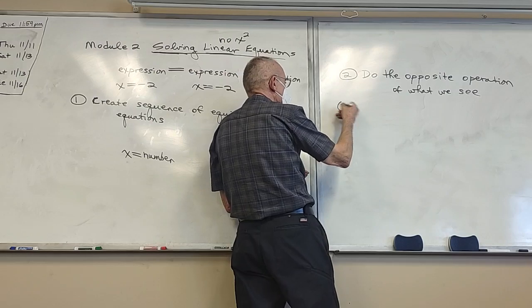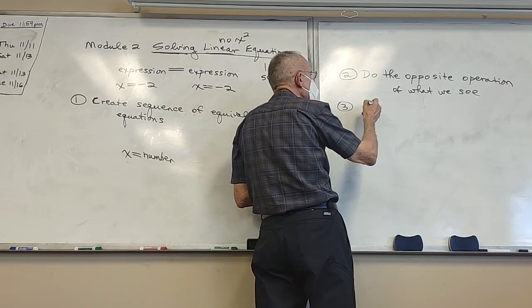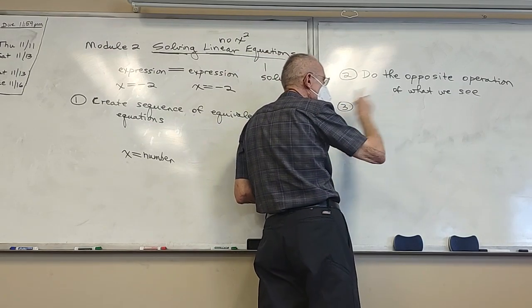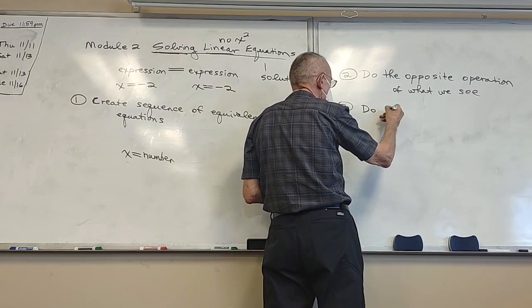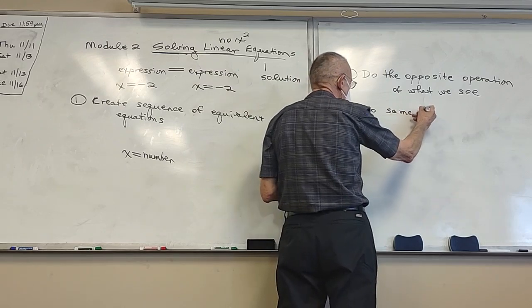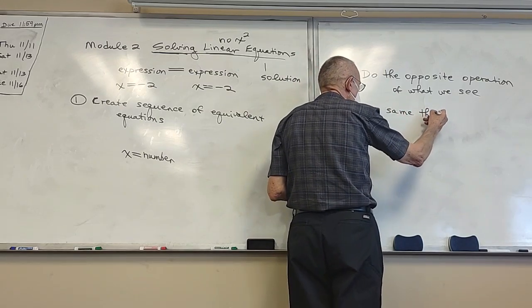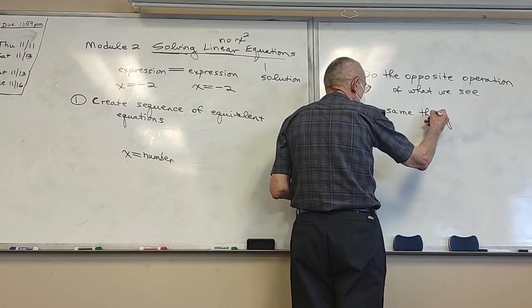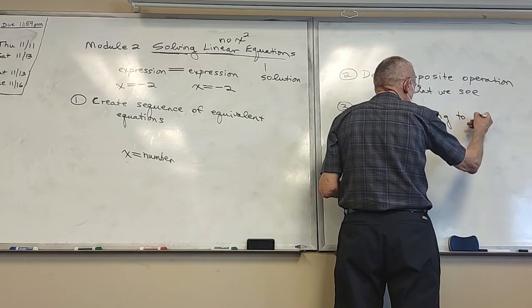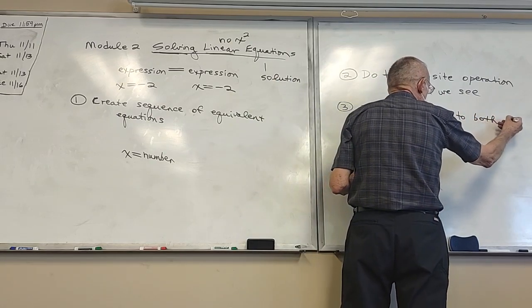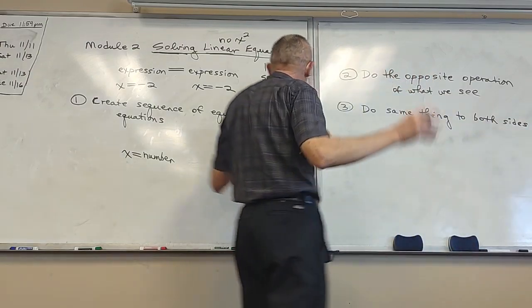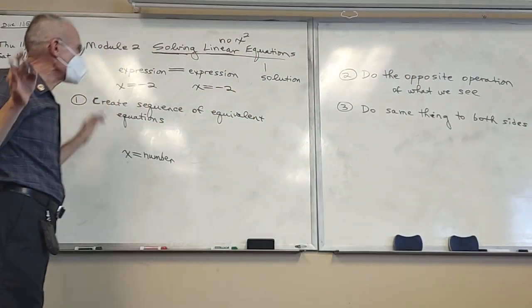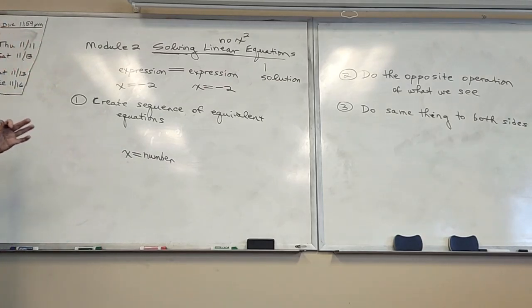And then finally, the third principle is whatever we do in creating these new equations, this sequence of equations, we must do the same thing to both sides of the equation. After all, an equation is like a pair of scales. It has two sides, and the equal sign means it's balanced. And it has to be kept balanced.